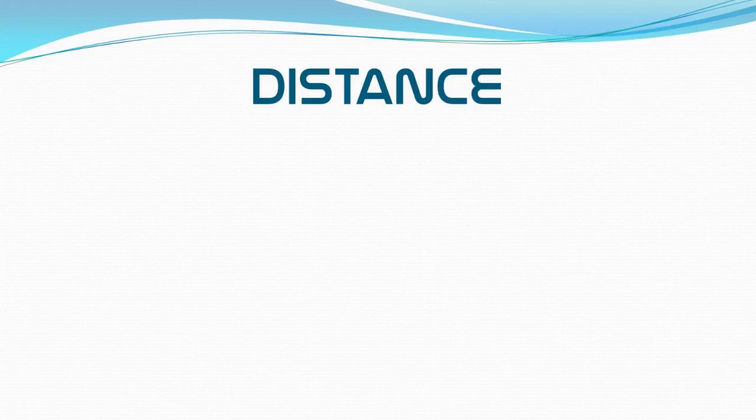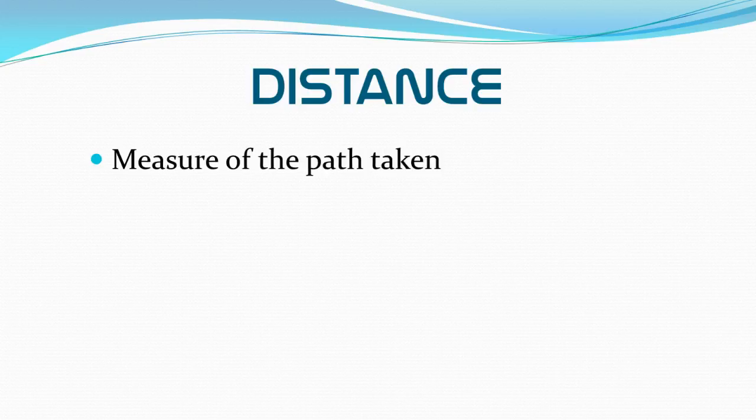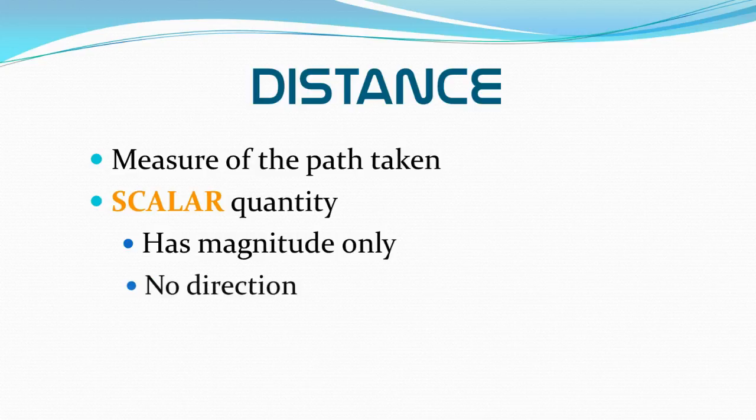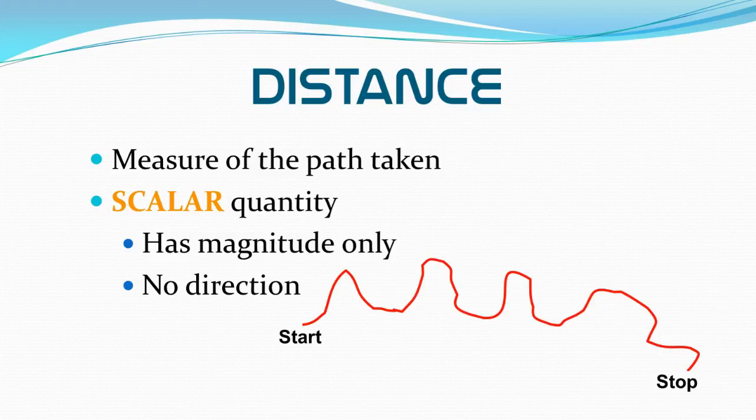In order to understand speed and velocity and the difference between them, we need to look at distance and displacement. Distance is the measure of the path taken. It's a scalar quantity. It has magnitude only. It's only a number. It does not have direction. So if we have a start and a stop point, distance is the path that you traveled. It's not a straight line from point A to point B. It's however far you walked. This is how the mileage in your car is recorded.